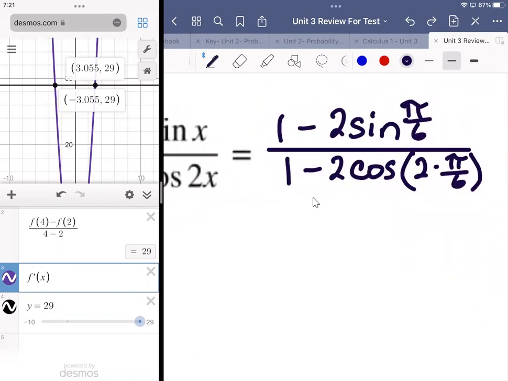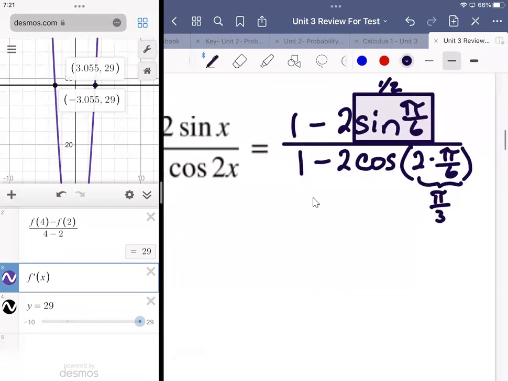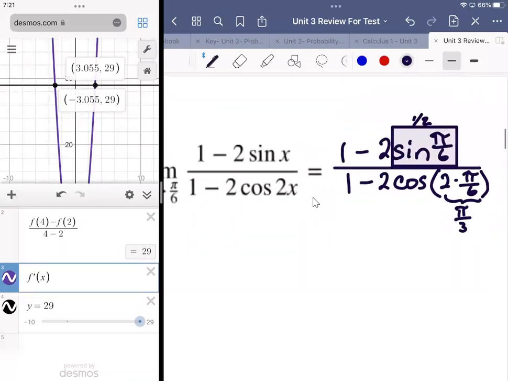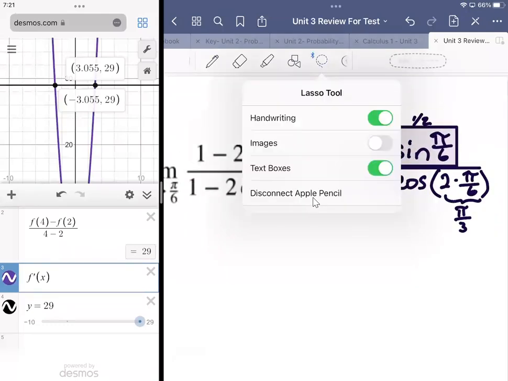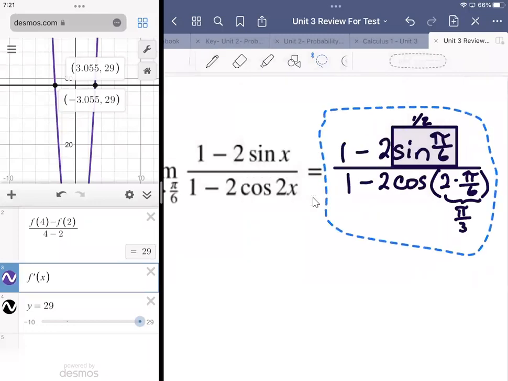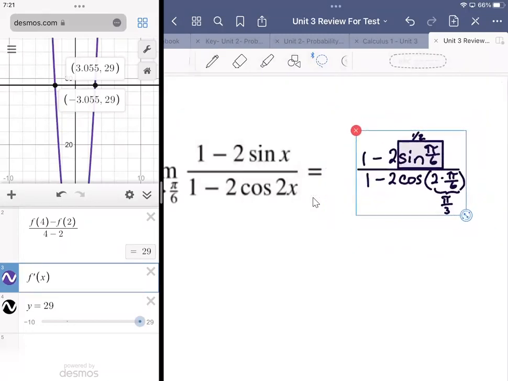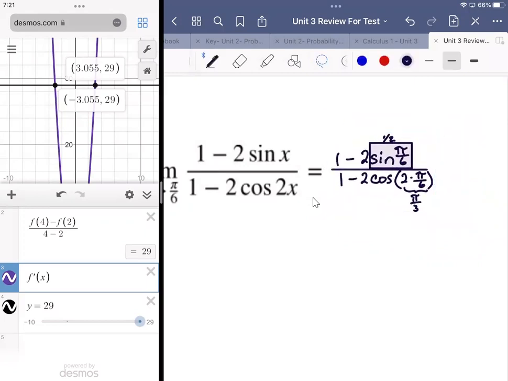So sine of pi over 6 is equal to 1/2. 1 minus 2 times 1/2, that's going to give you a 0. This here is going to give me pi over 3. Cosine of pi over 3, also 1/2, also going to give me a 0. Right? So we're in a spot here where we have an indeterminate form, so L'Hopital's rule applies. Right? And that's because we have 0 over 0. All right. So L'Hopital's rule applies.